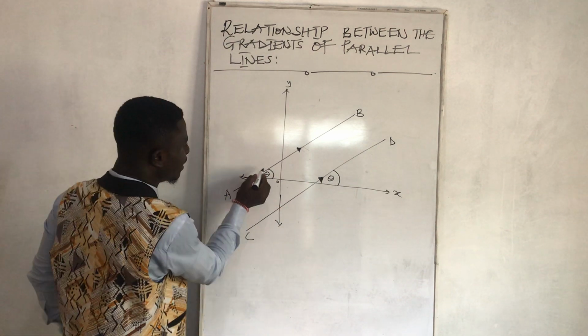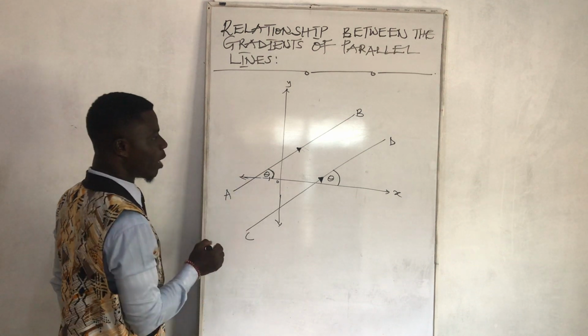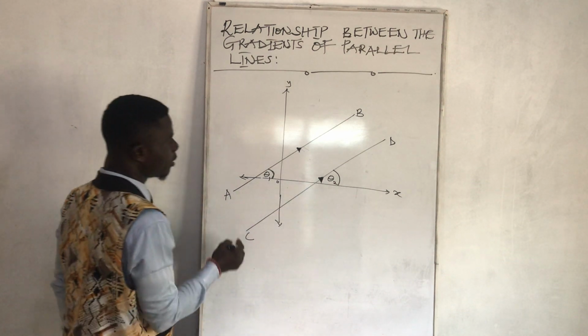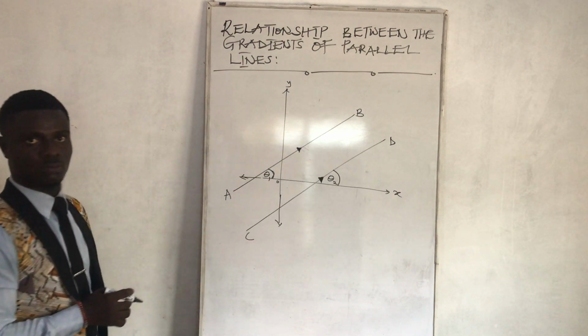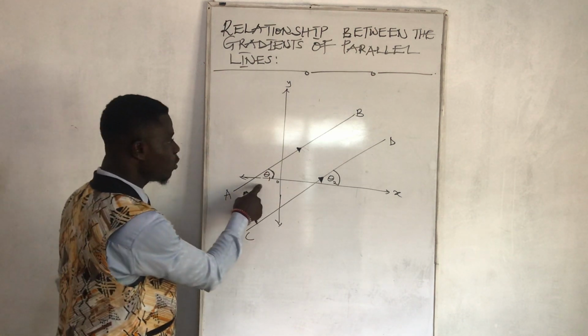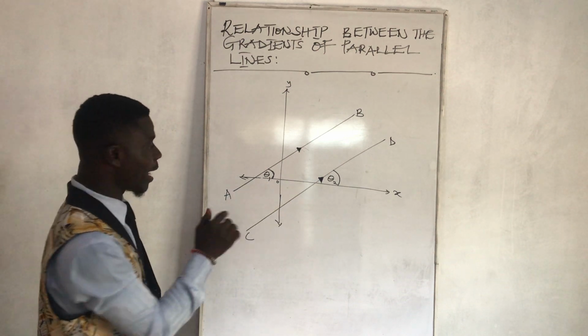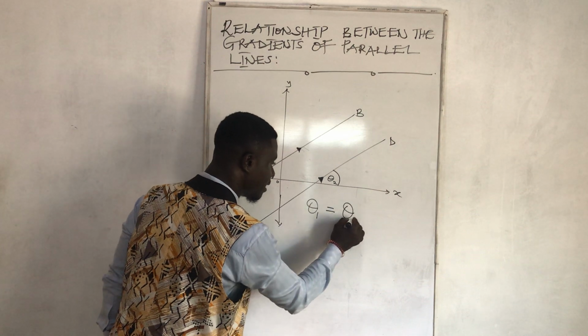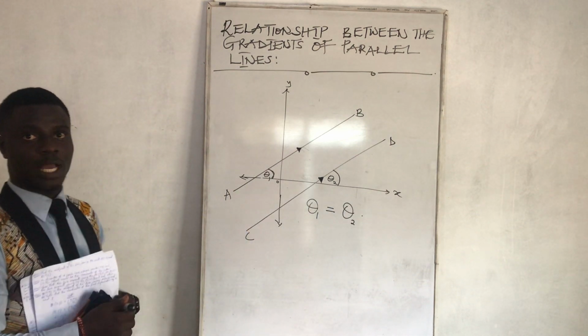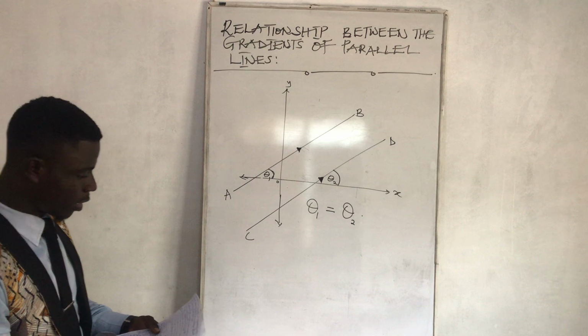So this angle theta, let's say theta 1, then here theta 2. Theta 1 corresponds to theta 2, so I can say that theta 1 equals theta 2. That's parallel lines. Let's proceed.